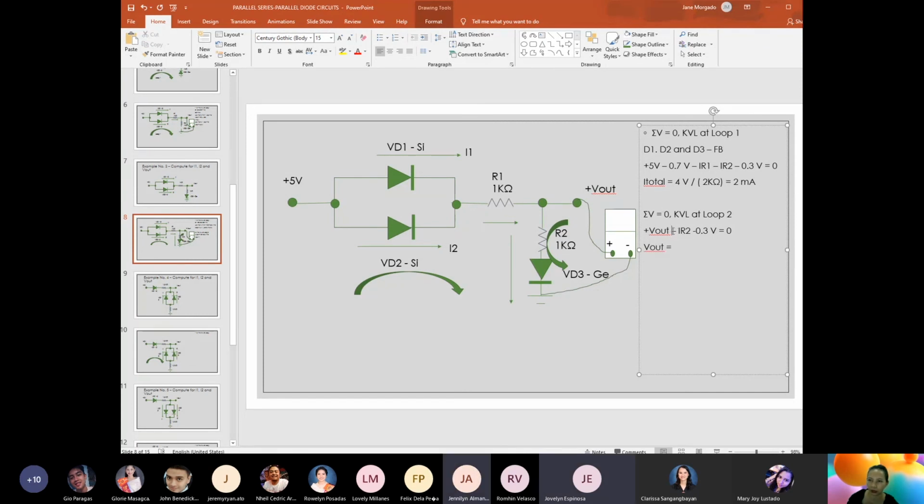When we move negative IR2 and negative 0.3 to the other side, they become positive. So V out equals 2 milliampere times 1 kilo ohm, plus 0.3. 2 milliampere times 1K is 2 volts, plus 0.3, so you have 2.3 volts. Okay? Correct?